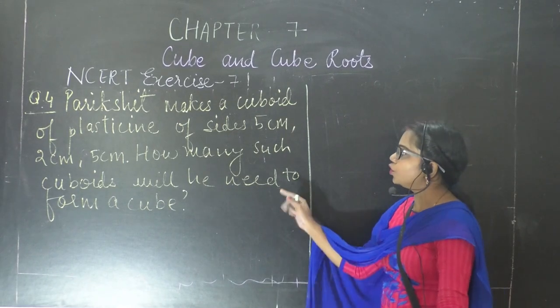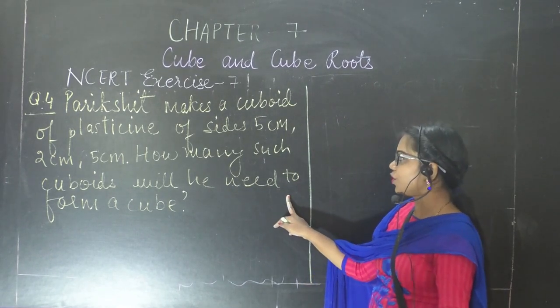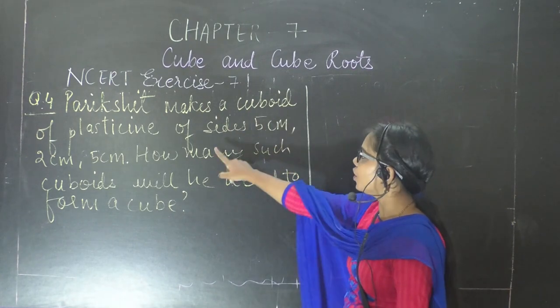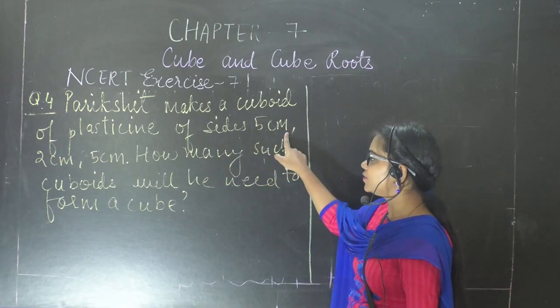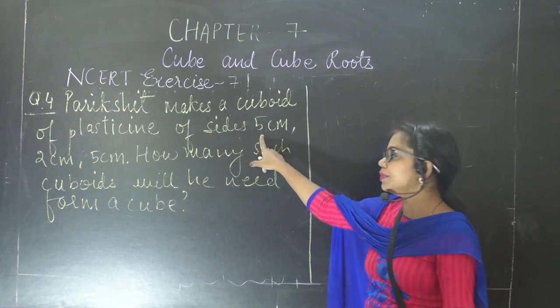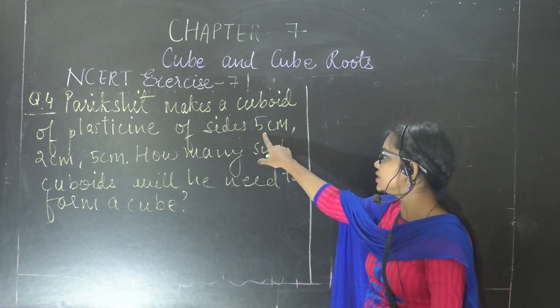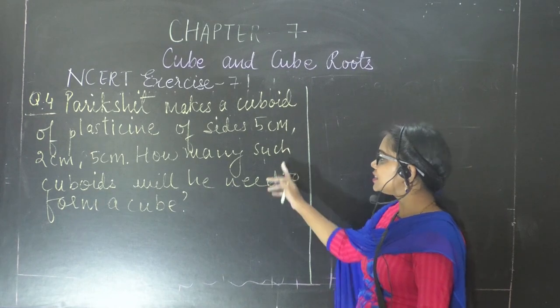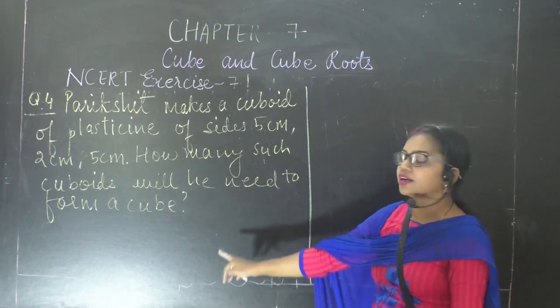This is question number 4 of NCERT exercise 7.1. In this question it says that Parikshit makes a cuboid of plasticine of size 5 cm, 2 cm and 5 cm. Here what is given? The measurements of the sides are 5 cm, 2 cm and 5 cm. How many such cuboids will you need to make a cube?